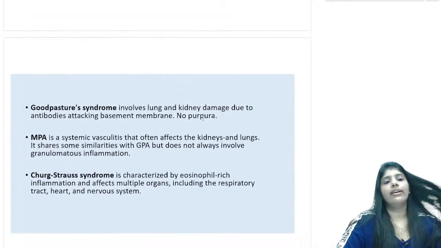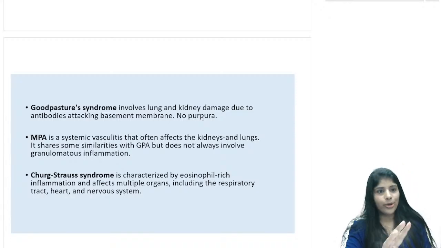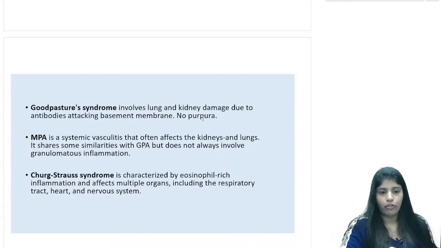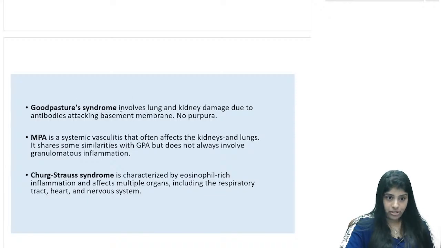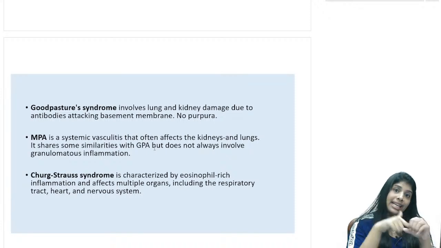Fine. So these are the other options that are mentioned there. Let's just go through them in a very, very short form. We have Goodpasture syndrome. So what is Goodpasture syndrome? I think we discussed this yesterday. In the kidney, what happens is that it attacks the basement membrane of the glomeruli. That is the GBM, right?